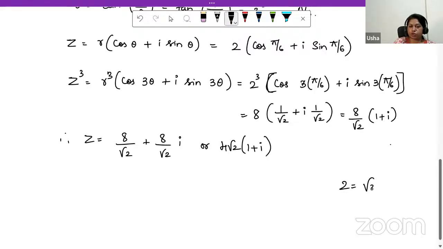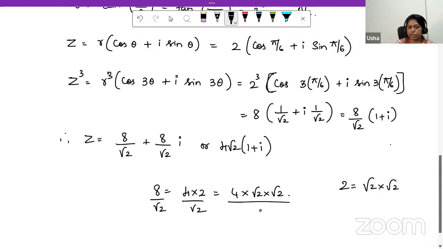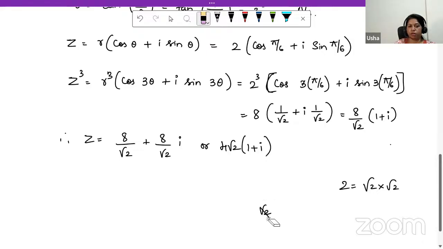2 can be written as root 2 into root 2. So 8, if I am writing it as 4 into 2, and this 2 can be written as root 2 into root 2, here I have root 2, right? So this will get cancelled. So you will get 4 into root 2. 8 by root 2 can be written as 4 into root 2. Is it clear, everybody? Any questions?